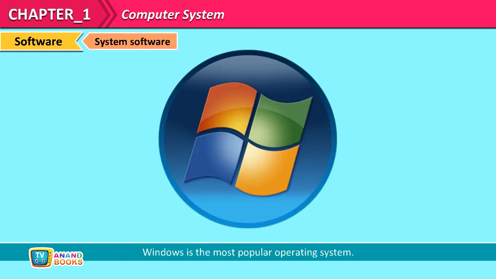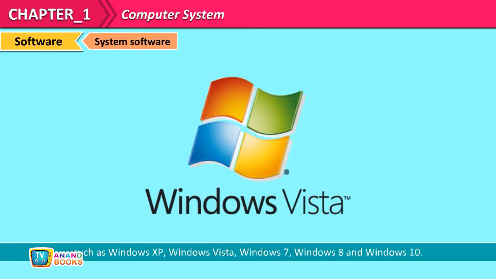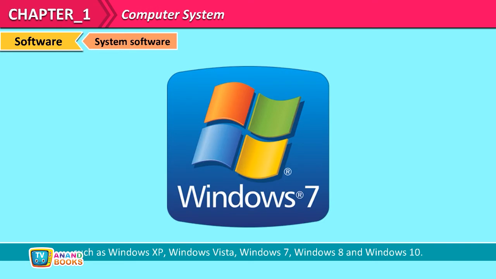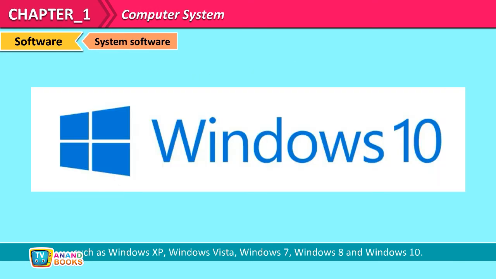Windows is the most popular operating system. There are many versions of Windows such as Windows XP, Windows Vista, Windows 7, Windows 8, and Windows 10. The interface that we get on the computer screen after installing the operating system is called the desktop.